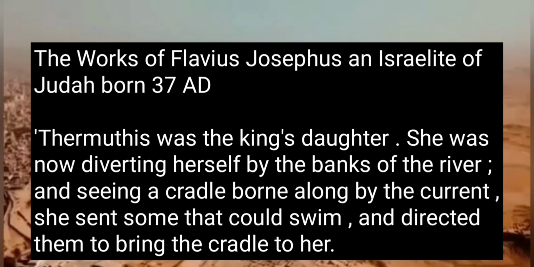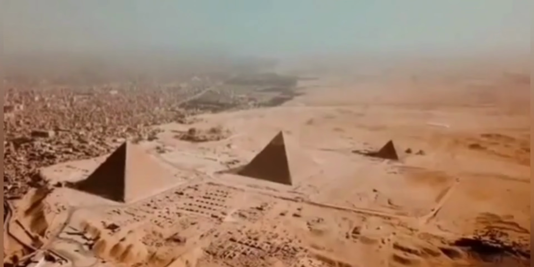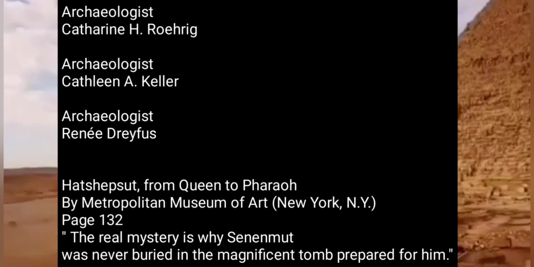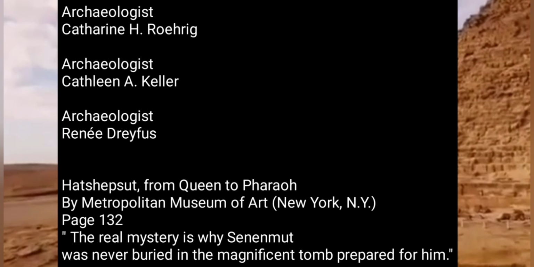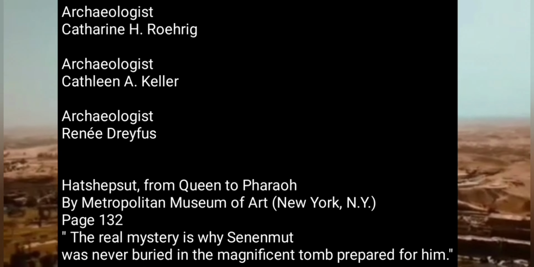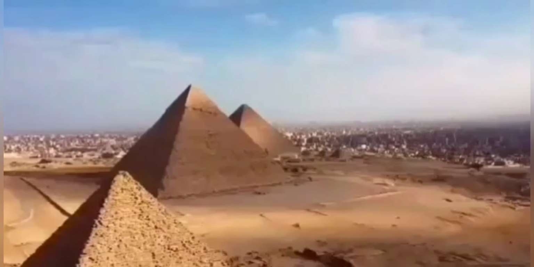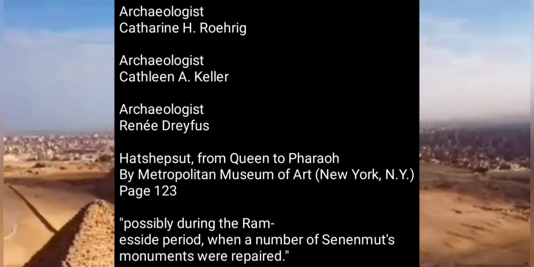Now let's look at another match with Moses' body, because it was never found. Even to this day, it wasn't found. Now let's look at what Senimnut has as far as his body and his tomb. So this is an archaeological source here. See the book, the page 132. It says, the real mystery is why Senimnut was never buried in the magnificent tomb prepared for him. So he wasn't buried in the tomb. That's another perfect match.